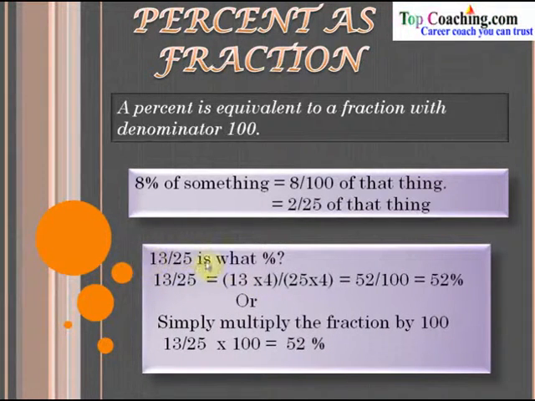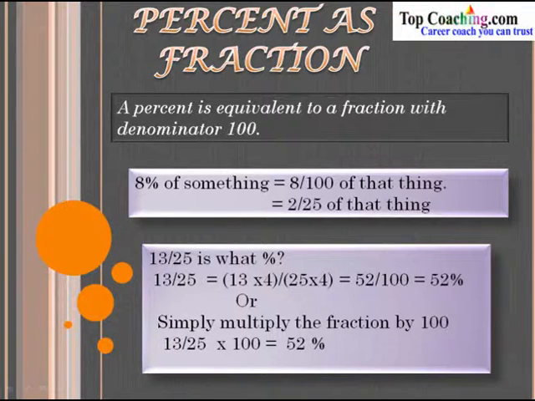Now, 13 by 25 is what percent? Let's try to convert a fraction into a percent. What we have to do is convert 13 by 25 into a percent. We always know that percent means a denominator of 100. So we are going to convert this denominator into 100. This can be done if we multiply and divide by 4. So 13 into 4 divided by 25 into 4. This is equal to 52 by 100, and so this is equal to 52%. So 13 by 25 is equivalent to 52%.